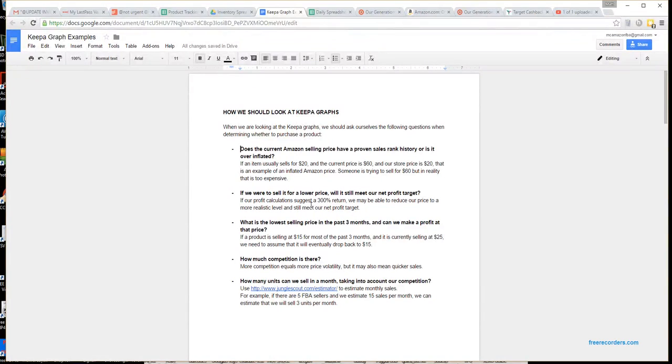I just want to go through the thought processes we should use when looking at a product and determining whether to purchase it. This is after you've done all your calculations: net profit is good, sales rank is good, it's over 50% net profit, so it meets all the criteria we've specified before. Now we need to determine whether it's worth it, based on Amazon selling price.